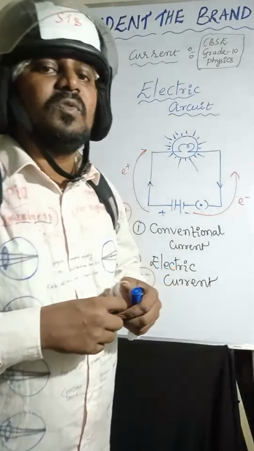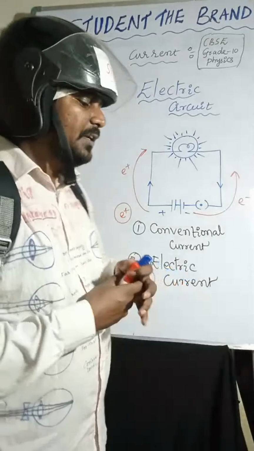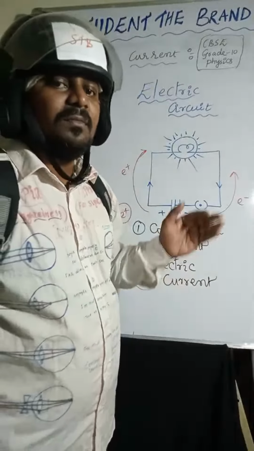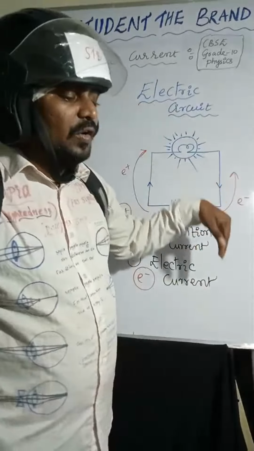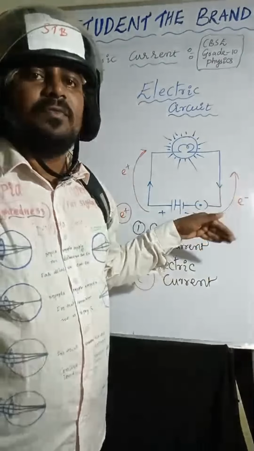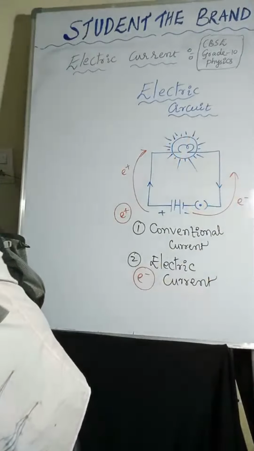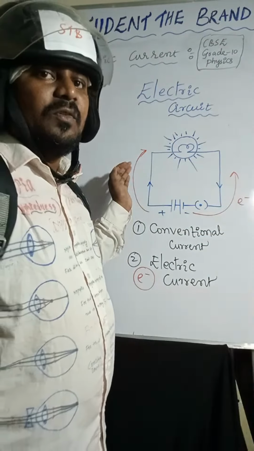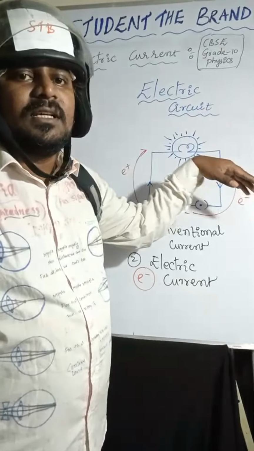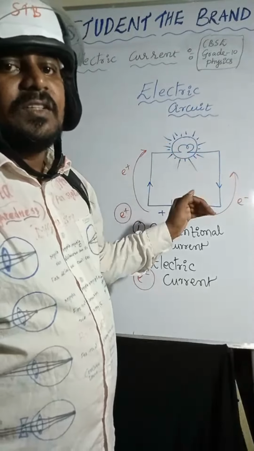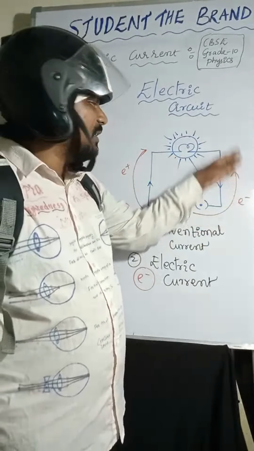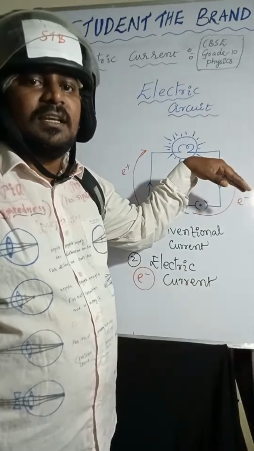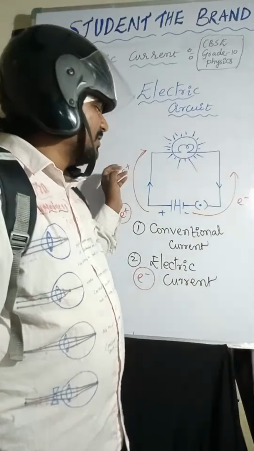And one more point is there. Positive charges are moving from high potential to low potential, whereas electrons are moving from low potential to high potential. Once again, positive charges move from high potential to low potential, whereas negative charges move from low potential to high potential.